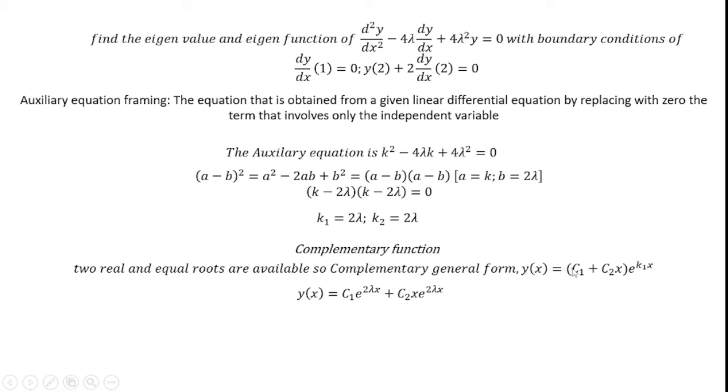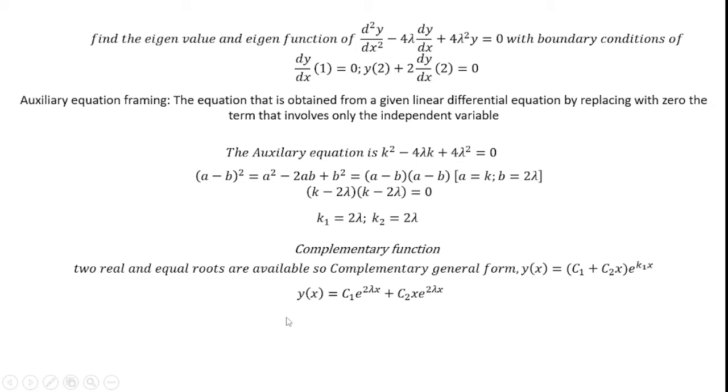Now I can substitute the values. Here you see c1 e power k1 x, where the k1 value is 2 lambda, so c1 into e power 2 lambda x. After that plus c2 x into e power 2 lambda x, because k2 is also 2 lambda.